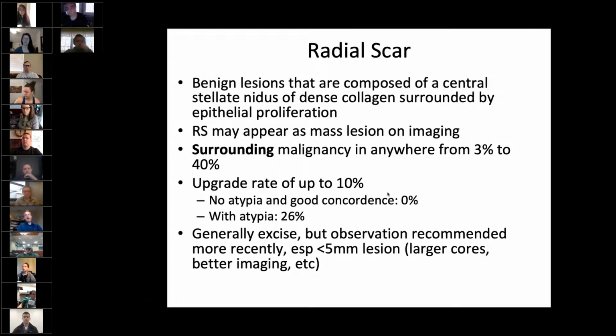So these numbers are not hard and fast. These aren't 4,000 patient prospective trials, right? These are just single institution, to get you some idea of what the numbers are. So the bottom line is that if you're counseling a patient and you have no information except what you see on imaging, then you have to say this could very well be a malignancy. If you have a bunch of good cores and good radiologic concordance, then you can trust that biopsy a little bit more. And if there's no atypia there, you can probably watch it.